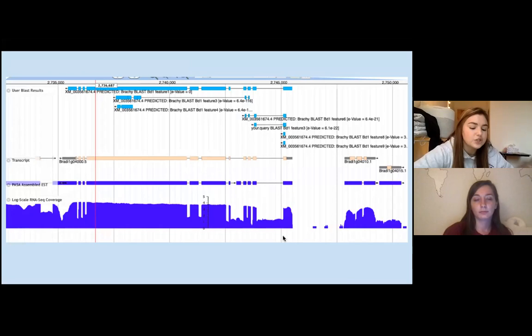This is our gene browser, and it shows the relative locations of those ESTs that we found in our last slide. This shows also that we had a high RNA sequence coverage. And this is also the browser that we use to later find our amino acid sequence.